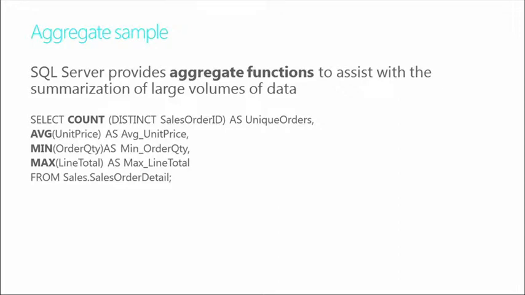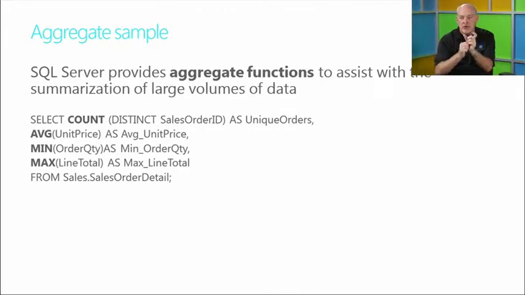So this example does a select count distinct sales order as unique orders. What this AS does is just give it a different column header. So select count, so it's just going to do a count of all distinct sales order ID. So if I've got a sales order ID of 1, 2, 3, and I've got 10 line items in that, it's only going to count it once. That's that unique sales order ID.